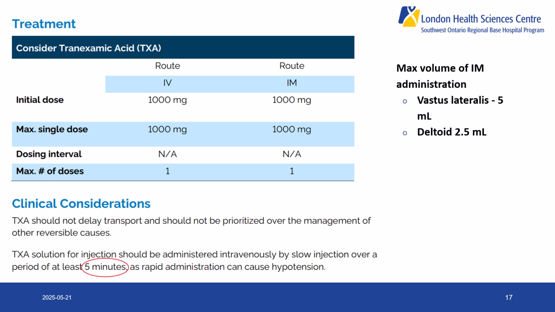ACPs will note direction has changed and there is no longer an IO route of administration listed for this directive. Under clinical considerations, we are reminded that as with any major trauma situation, urgent transport should always be a priority over obtaining an IV or drug administration. Here, the medical directive explicitly reminds paramedics not to delay transport or treatment for TXA administration.